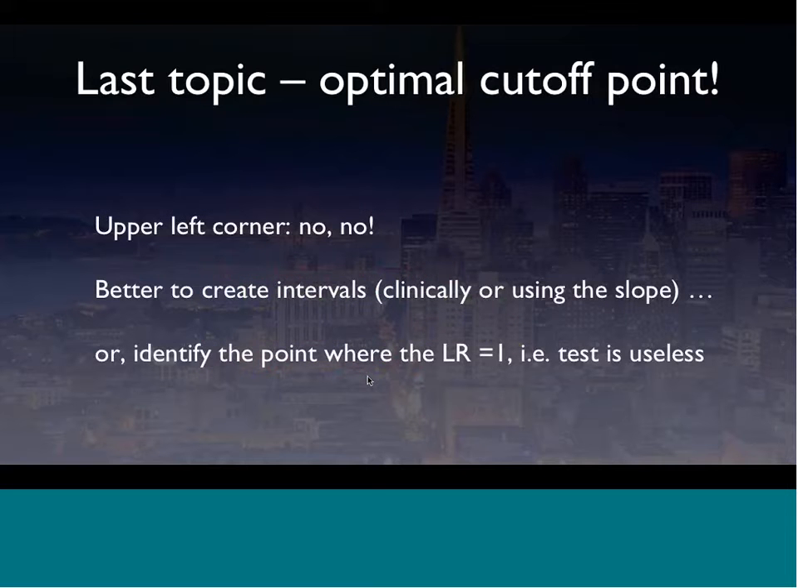There's another topic that generates a lot of discussion. What is the optimal cutoff point? And by far, the most common thing we see is the upper left corner. And that's a no-no. Do not do that. Now, it's much better to create intervals, again, clinically or perhaps using the slope of the curve, so things that naturally fall into that curve, or identify a point where the likelihood ratio is 1, which means the test is useless. So if you can find that point, you can then say, okay, anything below this is negative, anything above this is positive.